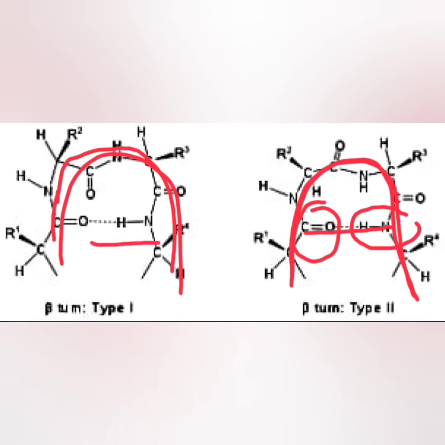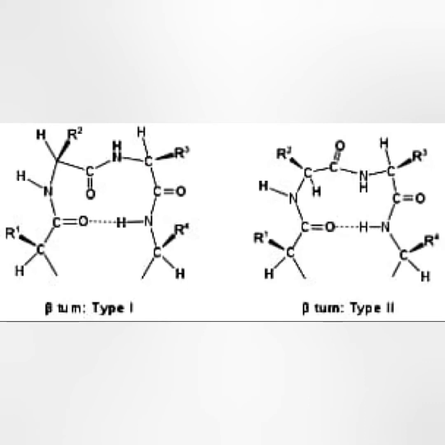Even in this case, you can see the carbonyl group of one amino acid with the amino group of the fourth amino acid. Remember this, the fourth amino acid. This is number 1, this is number 2, 3 and 4. So the amino group of the fourth amino acid along the polypeptide chain results in the so-called beta bend, which reverses the direction of the polypeptide chain.